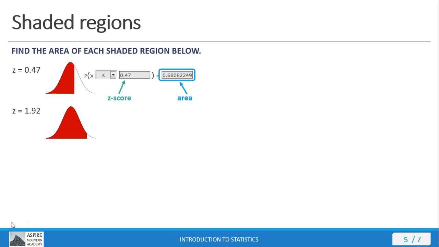Let's look at another example here. Z equals 1.92. We're asked to get the area to the left of that Z-score. So I've shown you how to do it. Go ahead, stop the video here and get into StatCrunch, get that normal calculator going, and see if you can find the area to the left of a Z-score of 1.92.